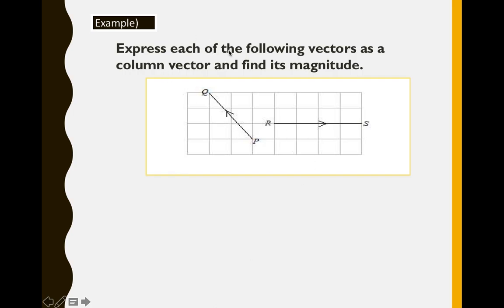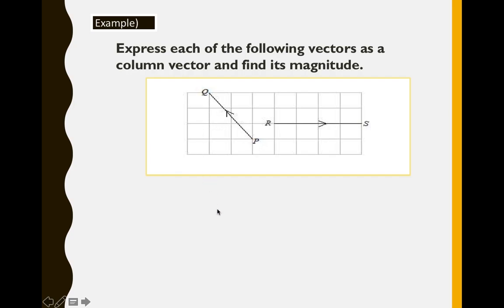This is an example question. Express each of the following vectors as a column vector. Here I have given two vectors, vector PQ and vector RS. What you should do is express each as a column vector and find its magnitude. Finding its magnitude means finding the modulus of the vector. First we will deal with vector PQ.